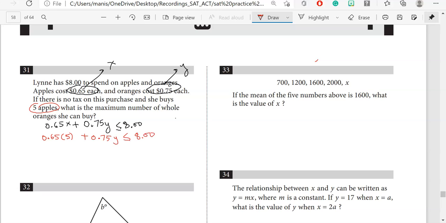So I will solve this. When I solve this, I will end up with 0.75y less than or equal to 4.75. I skipped some steps: I multiplied these two numbers, then I subtracted from both sides. After solving, I end up with y less than or equal to 6.33. The question asks for the maximum number of oranges she can buy, which will be 6. So this will be the maximum number of oranges.